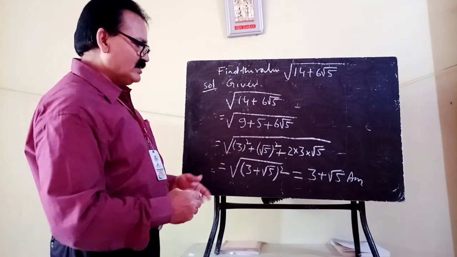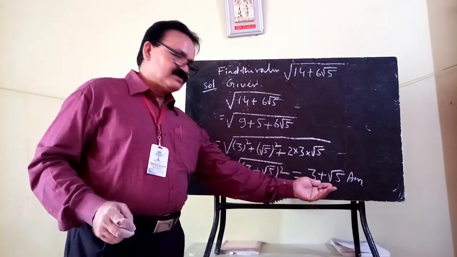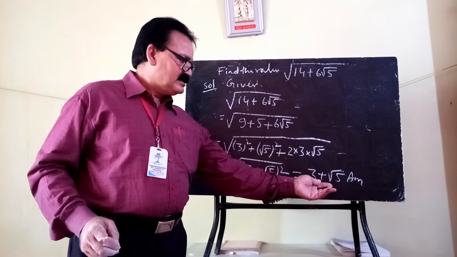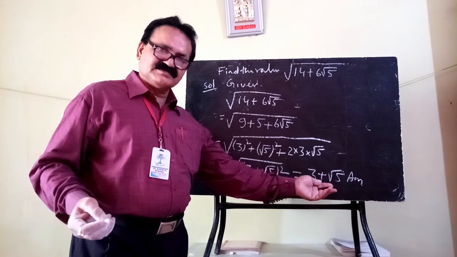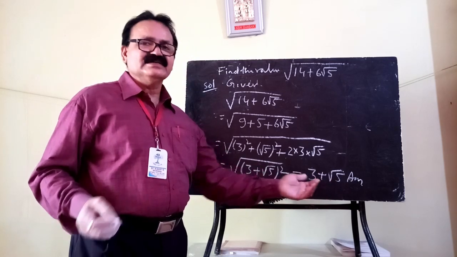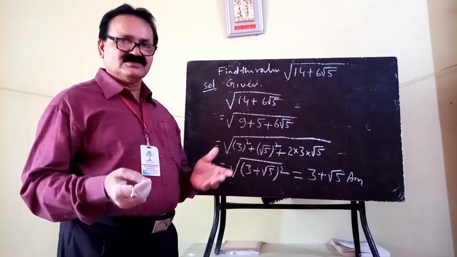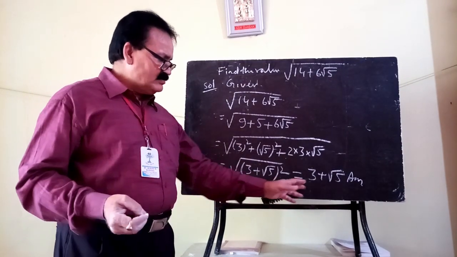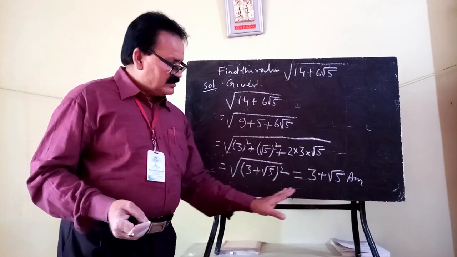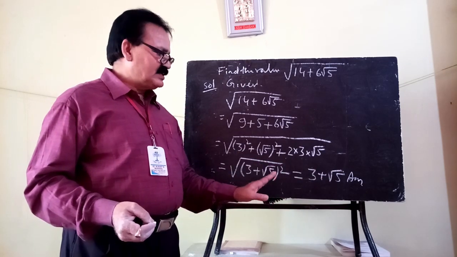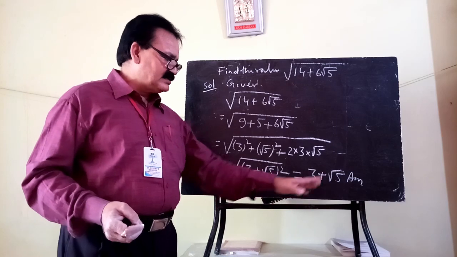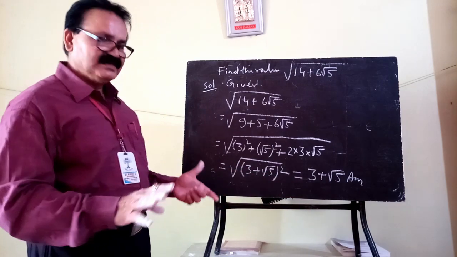Okay. If the value of root 5 is given, then root 5 is 2 point something, which will be added with 3. Again you will get the value in decimal notation. But right now it is in irrational form, 3 plus root 5, because 3 is rational and root 5 is irrational. Okay, you have got it.